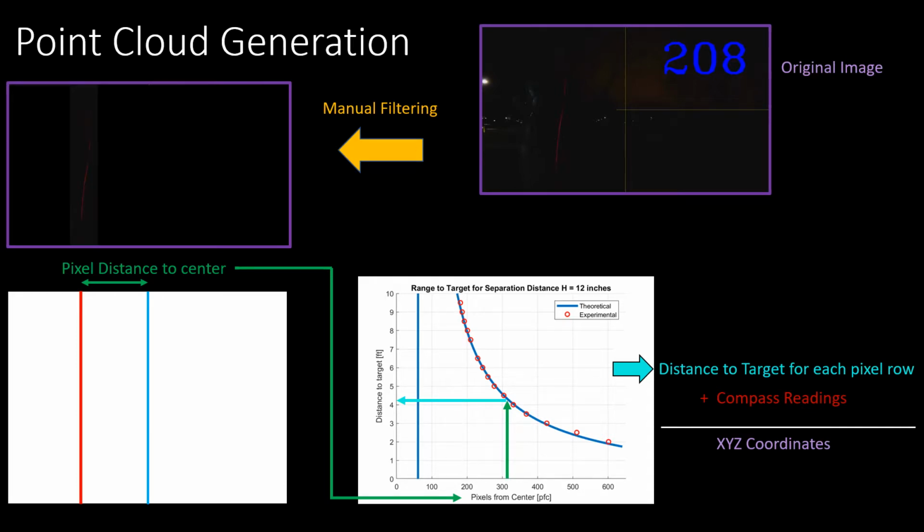I then ran a Python algorithm that applied an HSV threshold, then isolated each row, finding the laser light contour, identifying the centroid, calculating the distance to the center, and then matching it to the calibration curve to find the distance to the target. Using the distance to the target values for each row of pixels and the compass reading from the image, I calculated the XYZ coordinates using trigonometry and saved them into a text file. I repeated this process for all images at each viewpoint, saving a new text file for the different viewpoints.